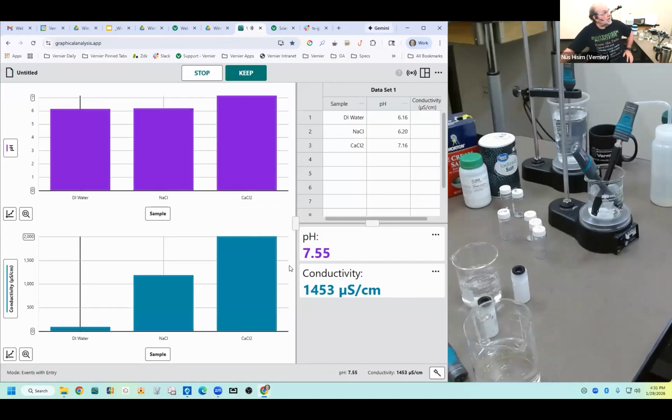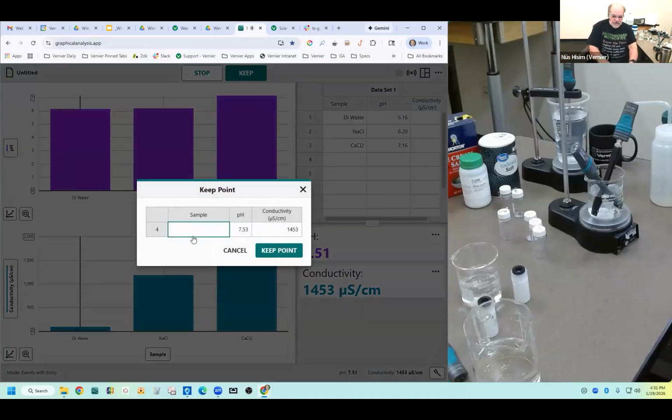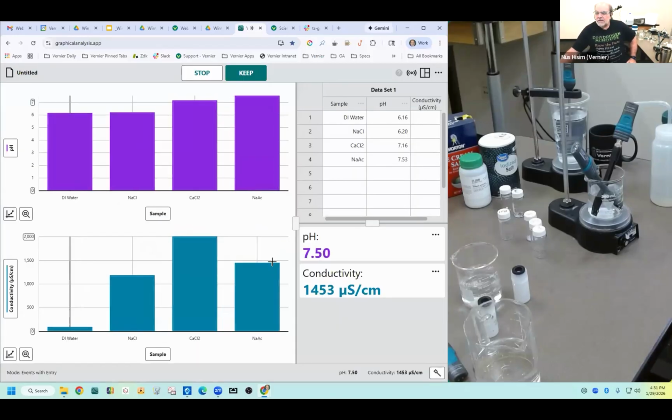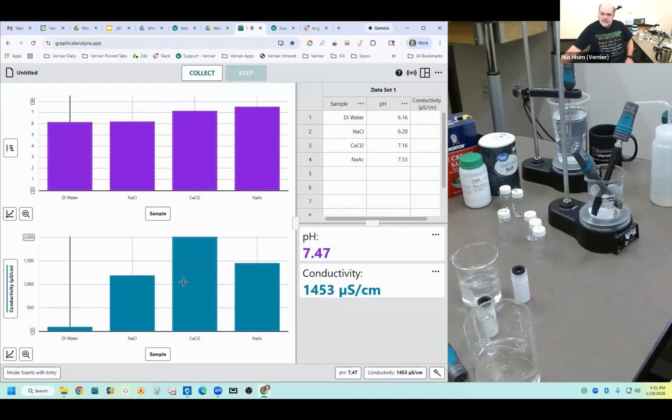All right, that's enough talking. I've got to give this over to Sarah in a bit. Let's take a look at that one. So this one is sodium acetate, NaAc, and let's compare them. So look at that. I'm going to stop collecting data and let's see.